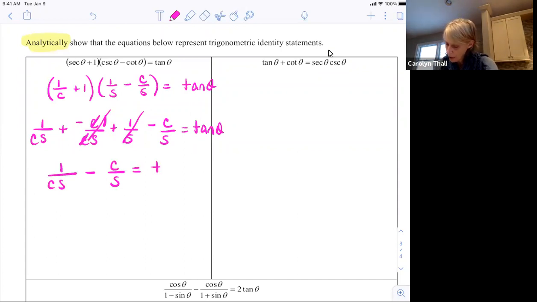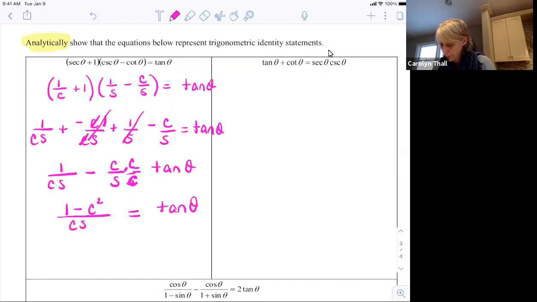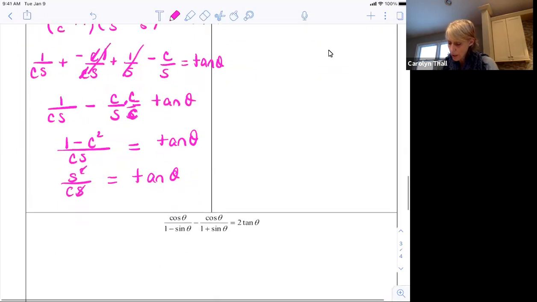And that's equal to tangent. Again, I didn't rewrite that. I'm just going to leave it and see what happens. If I need to rewrite it to make it match, I will. Common denominator. So I have 1 minus cosine squared over cosine sine, which is the same as sine cosine. And that's equal to tan. 1 minus cosine squared is sine squared over cosine sine. One of those is going to cancel. And I get that sine over cosine, or tan theta, equals tan theta.